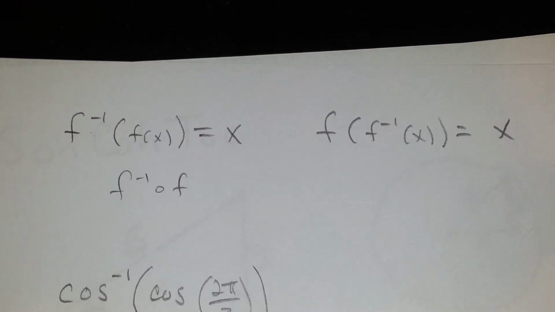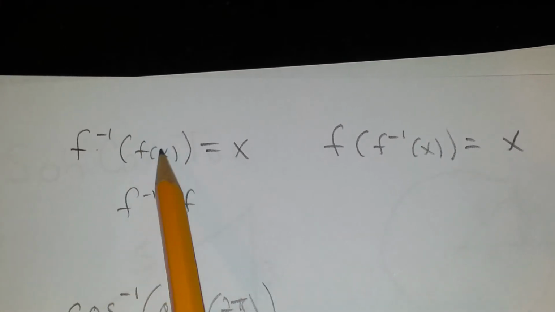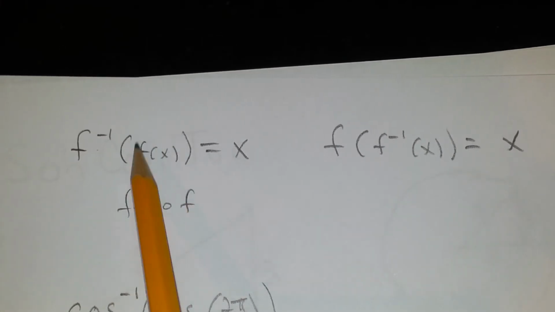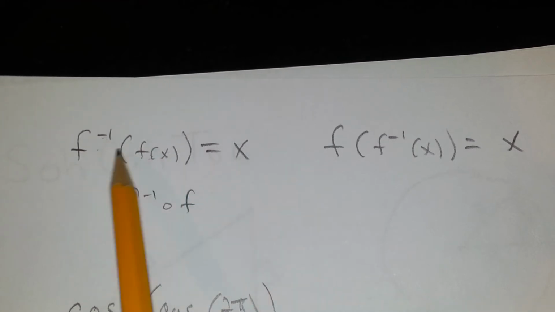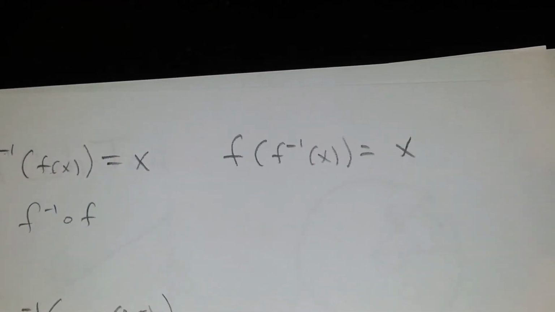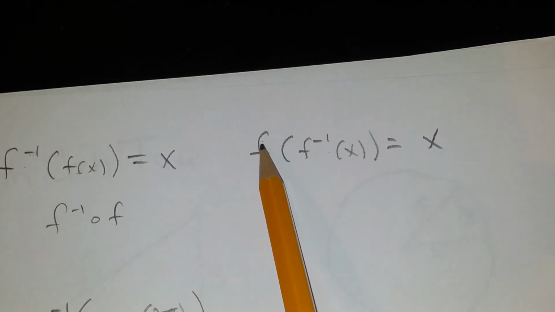If you plug in x and you get out an output y, and you put that output y in as the input for the outside function, if you get back x, they're inverses of each other. So notice here, I'm plugging in the inverse, and the outside function is f, and f is the inverse.